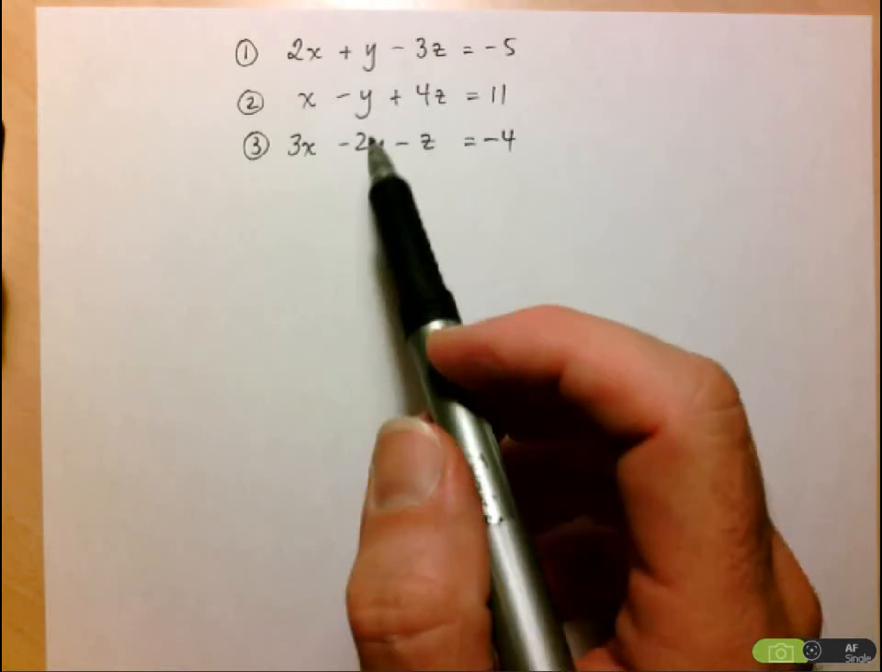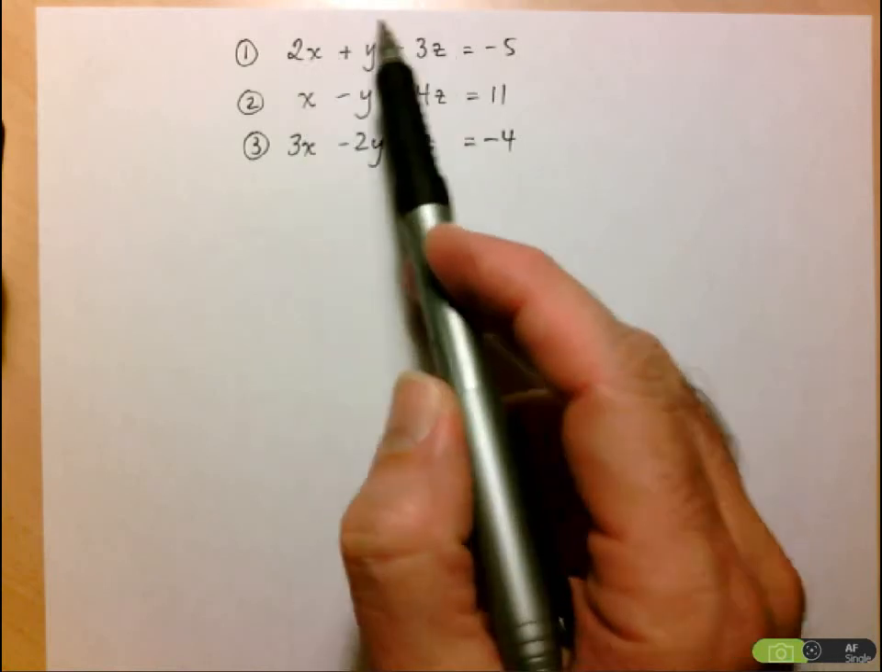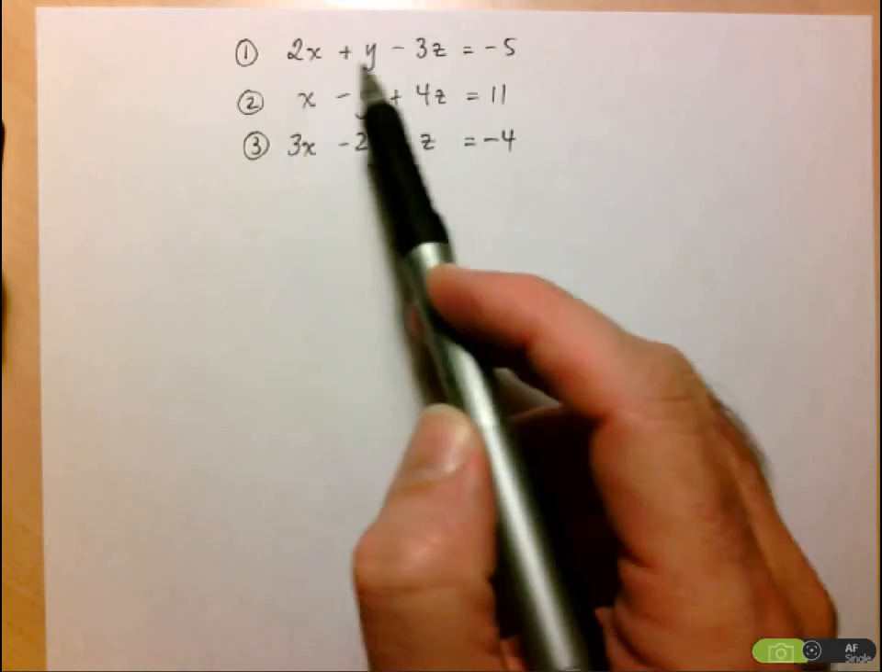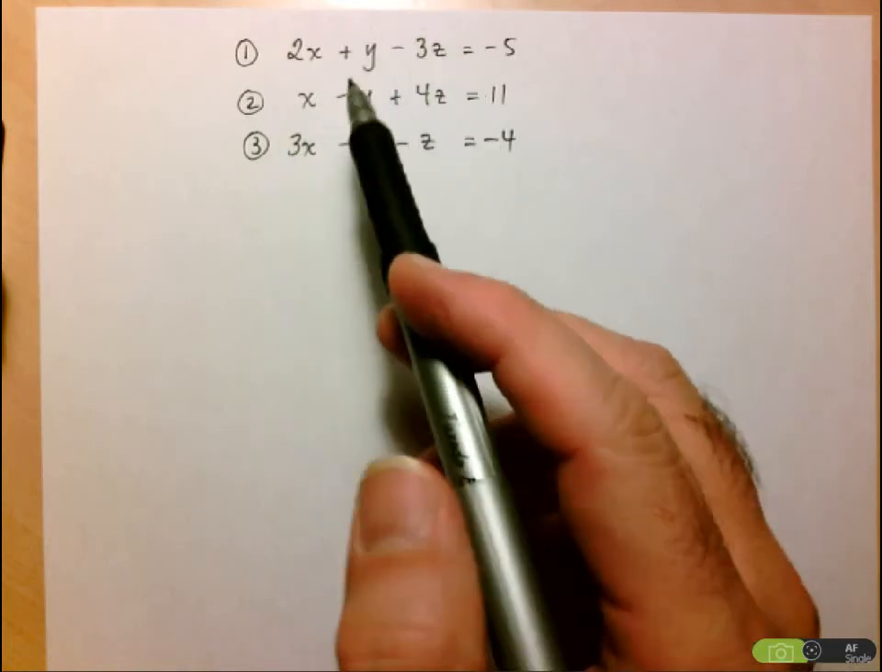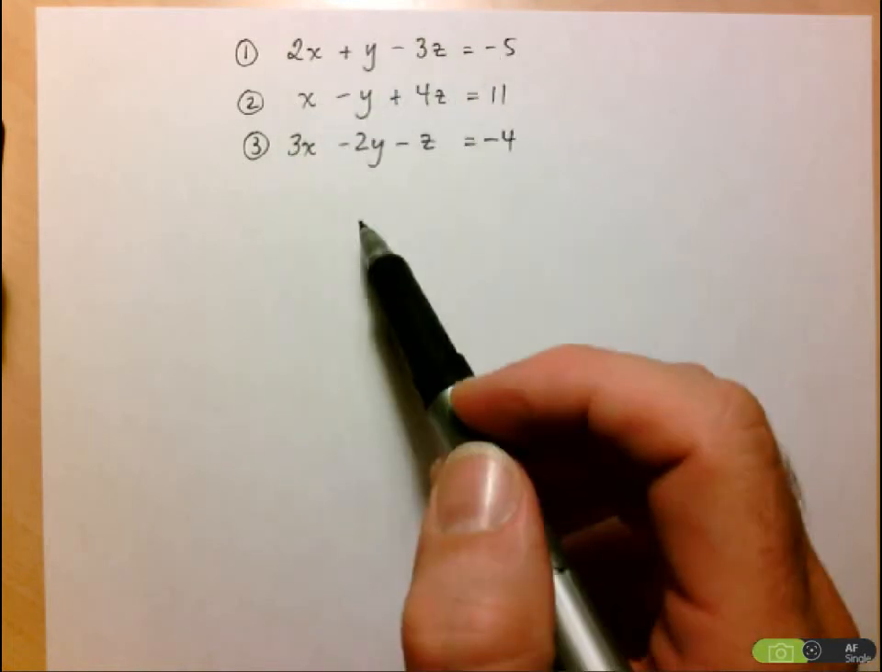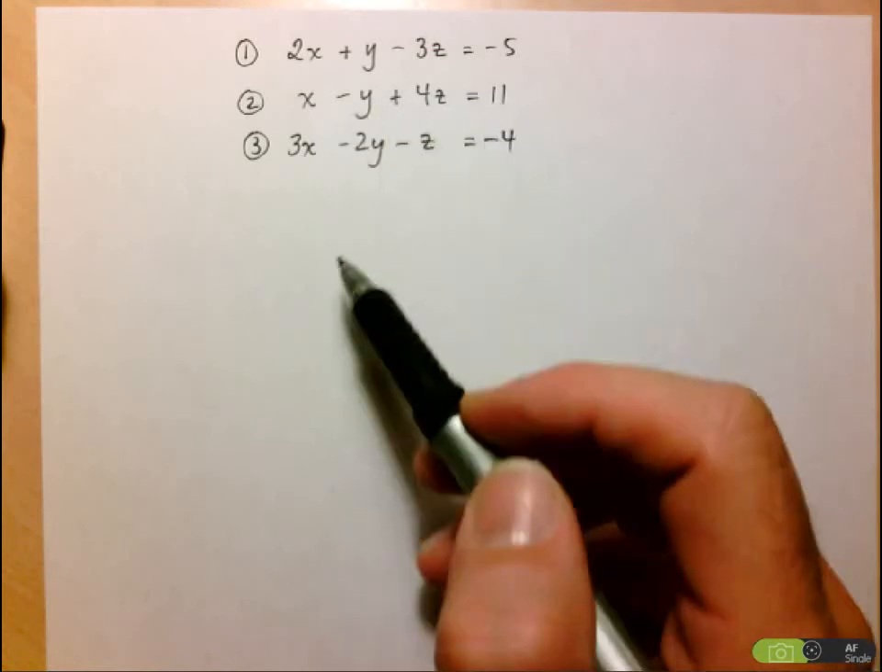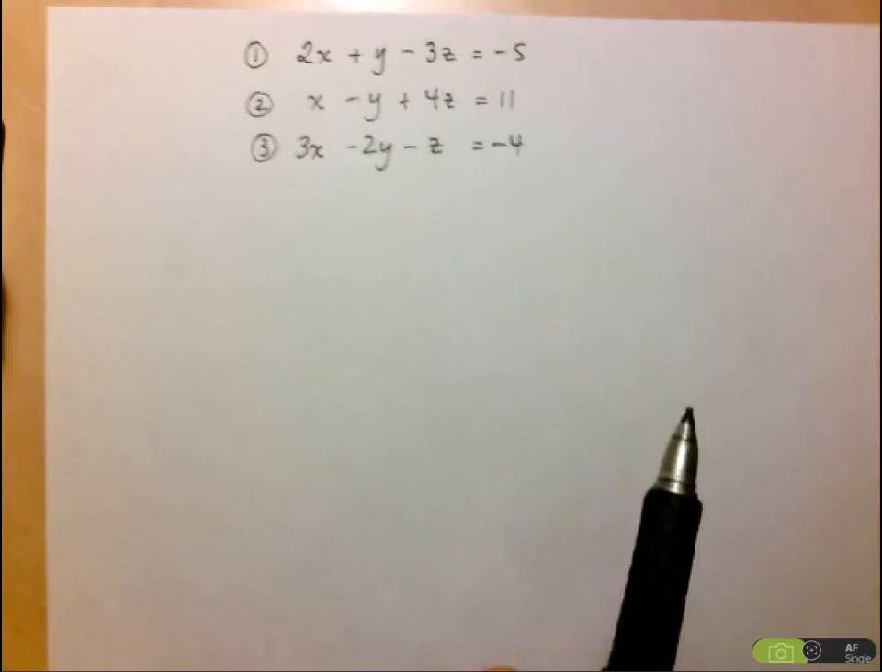Okay, so this here would be a linear combination of variables x, y, and z, and that needs to be equal to 5. And this linear combination is equal to 11. This linear combination is equal to -4.